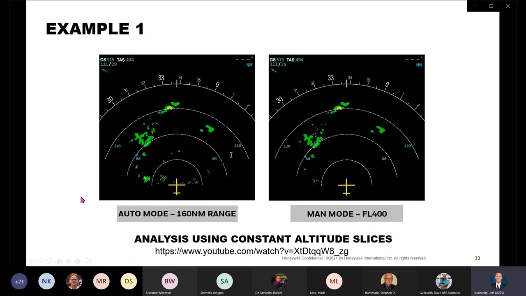So I'm not going to go through this example. You can Google analysis using constant altitude slices or enter this link. But it's good to walk through this example.